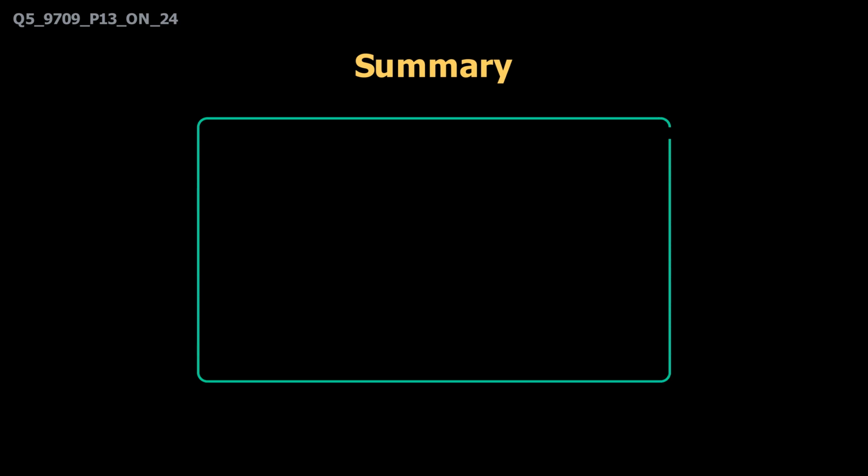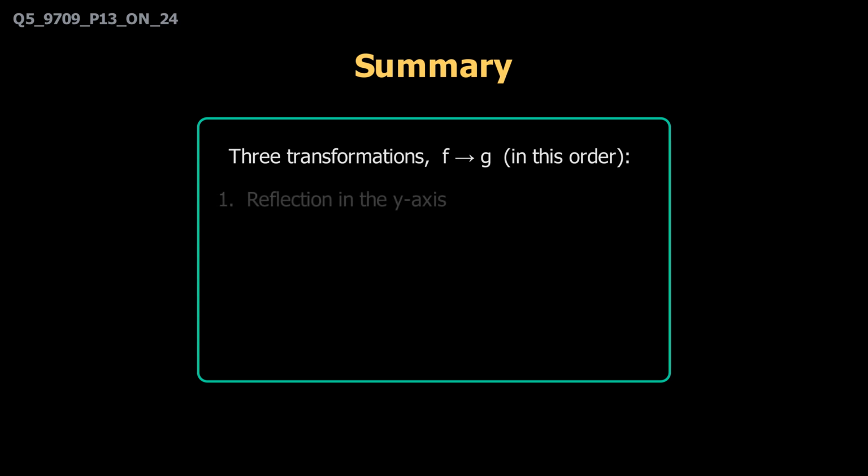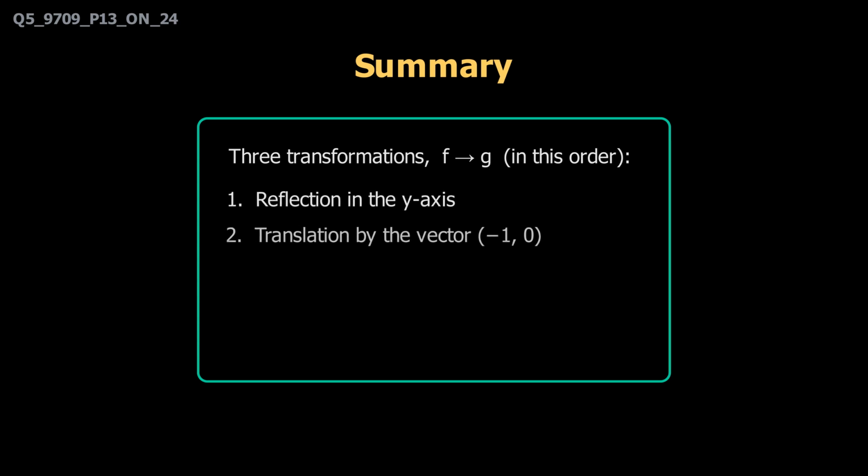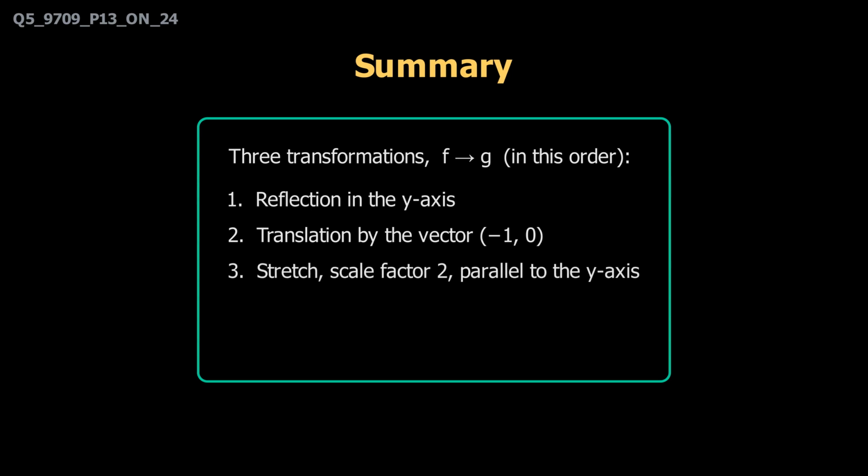Summary of the transformation chain and final formula. Reflect, translate left, then stretch in y by factor 2. Reflection in the y-axis. Translation -1 in x. Vertical stretch times 2. Final answer, g of x equals 2f of minus x minus 1.